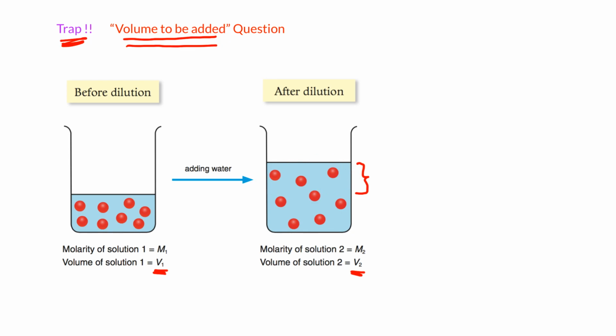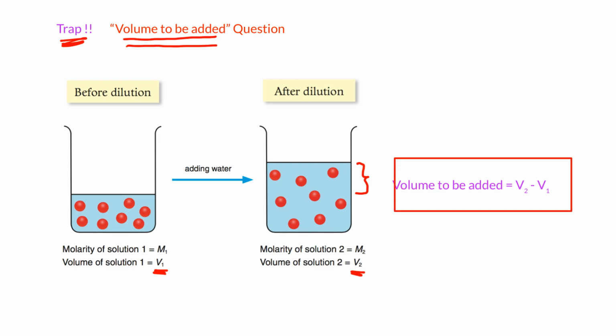So this one basically will equal to... volume to be added will equal V2 minus V1. So very important, when you talk about volume to be added, you have to remember to do a subtraction in it. How do the questions look like? Have a look here.